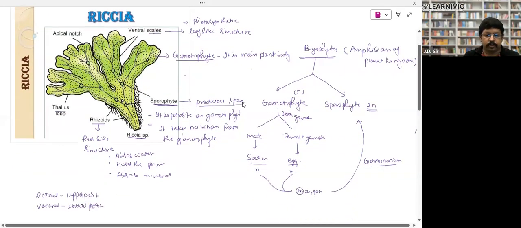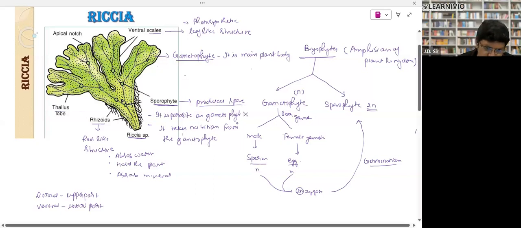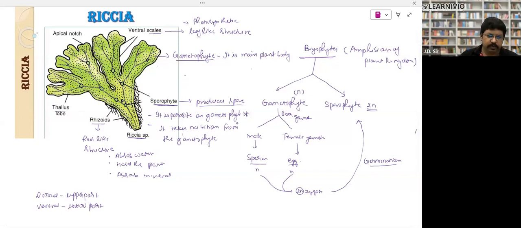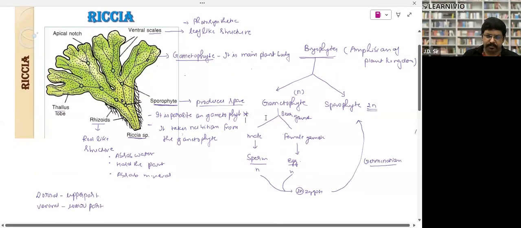So sporophyte produces spores and it is parasitic on gametophyte. This point is very, very important. They take nutrition from the gametophyte. Rhizoids are root-like structures. Dorsiventral means the dorsal surface is upper and the ventral surface is lower. Bryophytes are the amphibians of the plant kingdom, right? Gametophyte bears male and female gametes, both fuse and make the zygote. The zygote germinates and gives rise to the sporophyte, right?